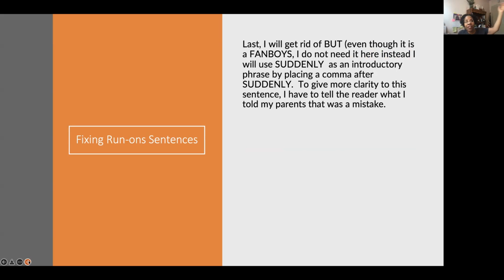Last, I'm going to get rid of but. Remember, but suddenly, right? And I do not need it here. Why don't I need but suddenly? Because I have the word suddenly here, and that's going to start an introductory phrase for me, right? That little adverb suddenly, right? So to give more clarity to this sentence, I have to tell the reader what I told my parents that was a mistake.